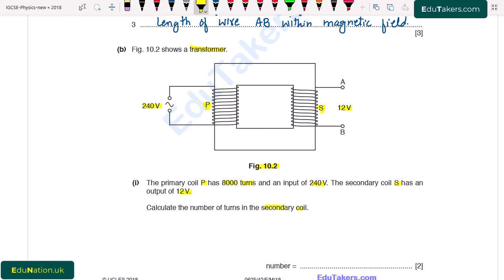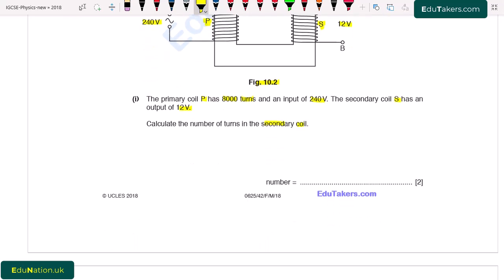Here we have to find out the total number of turns in the secondary coil. So first of all I write that Ns over Np is equal to Vs over Vp. It means that the turn ratio of secondary to primary is equal to the potential difference ratio of secondary to primary. So here we have to find out the number of turns in the secondary, I write here Ns. We have to find out the value of Ns. It will be equal to Vs over Vp multiplied by Np.